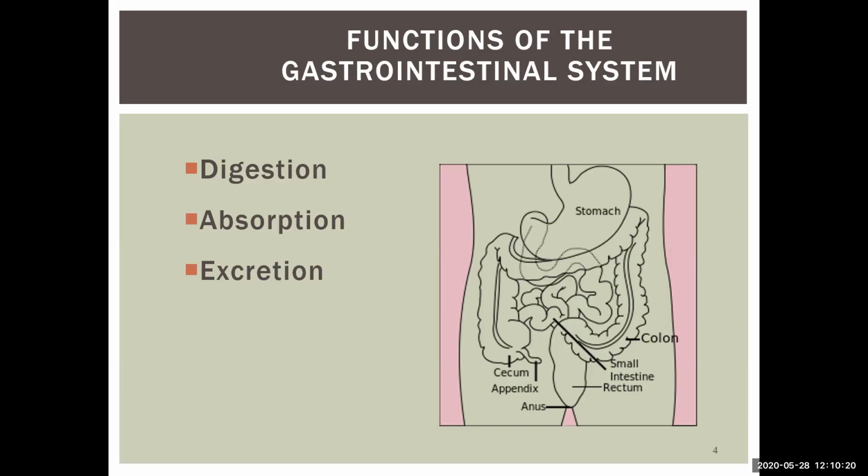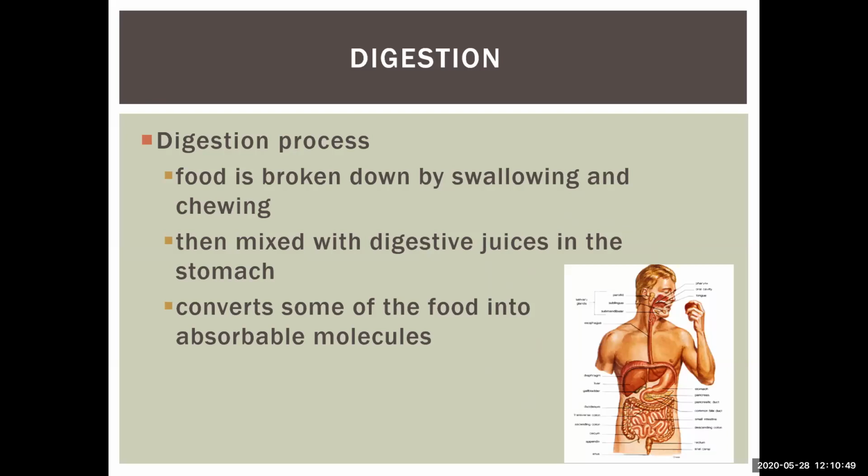When we look at digestion, it's the process of breaking down food by starting out with chewing and then swallowing. And then it mixes with digestive juices to convert some of that food into molecules that can be absorbed. It also will absorb food molecules through the walls of the intestine and into the bloodstream. So this is where you get your nutrients. And then it's going to eliminate or excrete the non-absorbable nutrients and waste from the body. So there's going to be things that don't need to be taken up by the intestines.